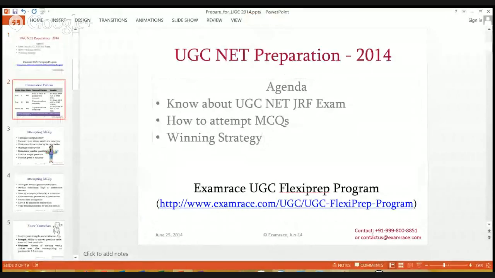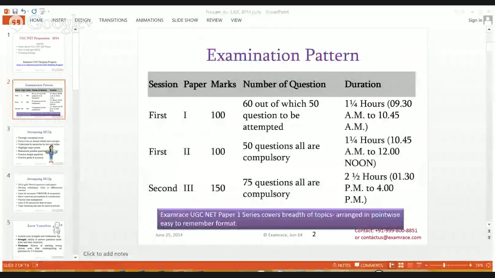The very first line talks about the various sections of the exam and how to prepare for it. The first section, which is compulsory for all the students, consists of 100 marks. There are 60 questions asked in the exam, of which 50 need to be attempted. Indeed, this is a very scoring section, because you have 50 questions to be attempted in 1 hour and 15 minutes. So for one question you get 1.5 minutes, which is a pretty decent amount of time.